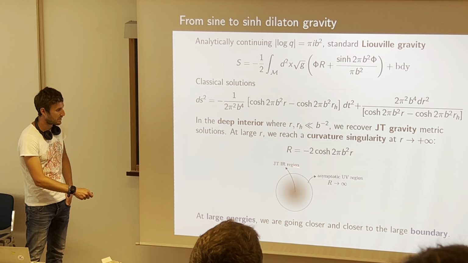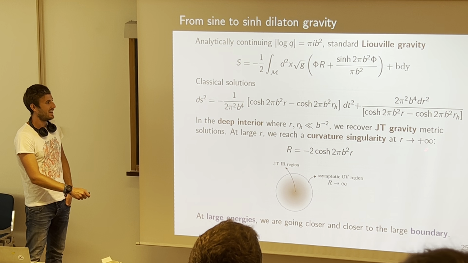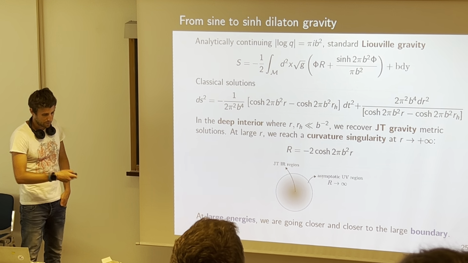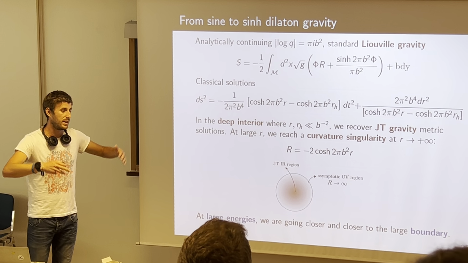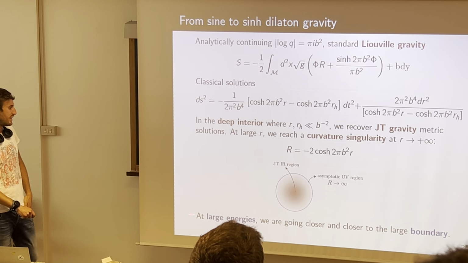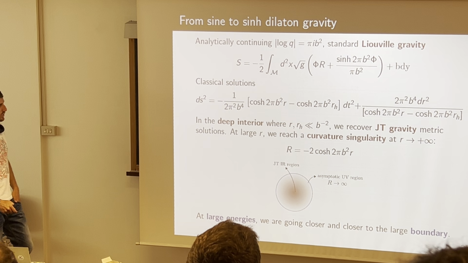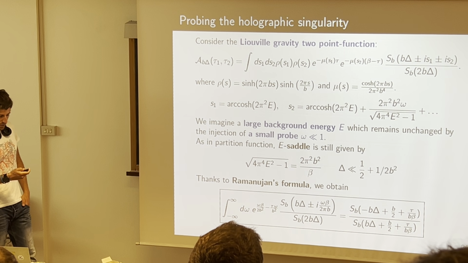So from this, we can say that the boundary is in some sense located, the boundary can be found in the UV. So at large energies, we are basically going closer and closer to the boundary. So what can we do?